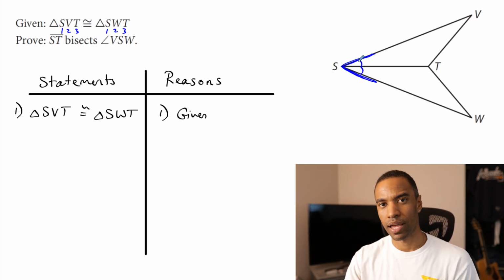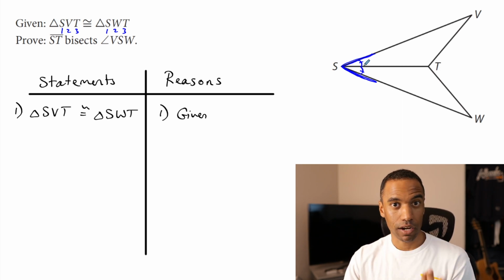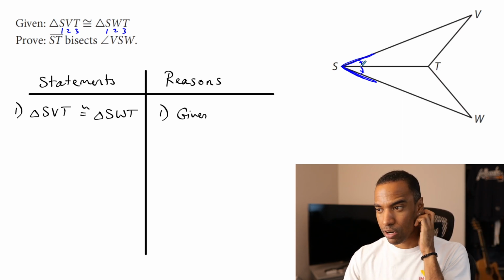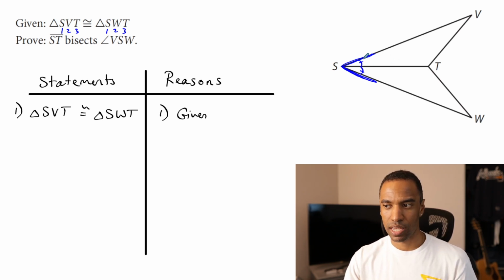So in order for us to do that, guys, I think we need to figure out that these 2 angles are congruent to each other. We need to somehow show that this angle here is congruent to this angle here. And then if they are congruent, just like the midpoint one, that must mean that this is a bisector. So can we lay claim and say that this angle VST is congruent to this angle WST?